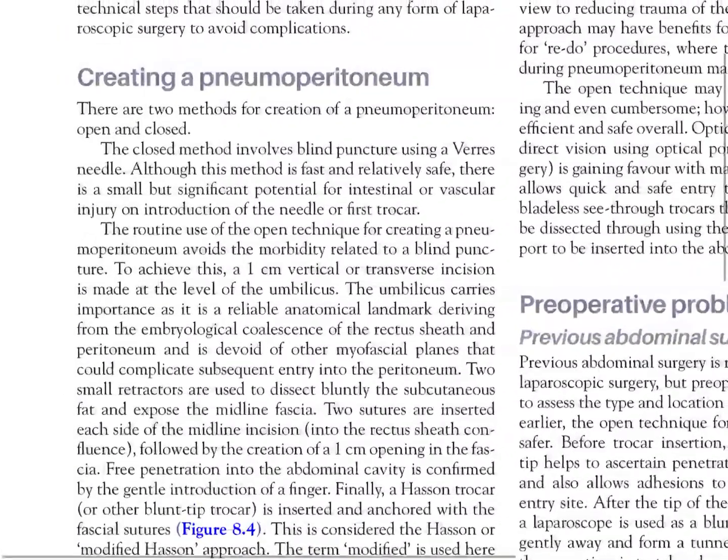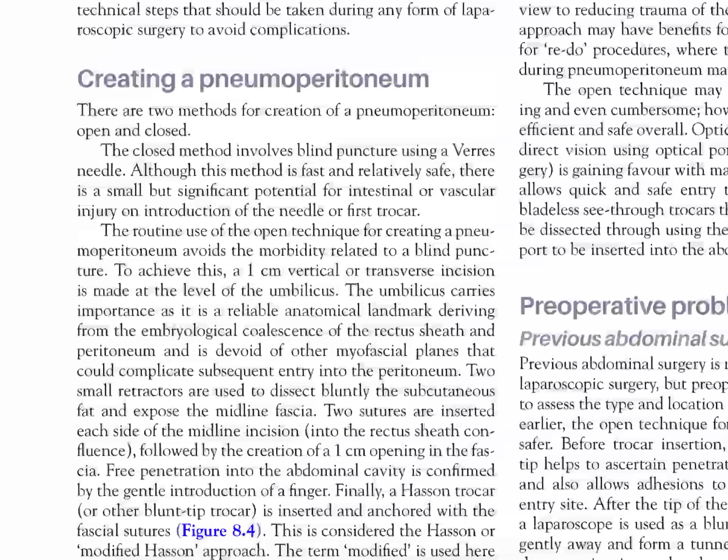Creating a pneumoperitoneum. There are two methods for creation of a pneumoperitoneum, open and closed. The closed method involves blind puncture using a Veress needle. Although this method is fast and relatively safe, there is a small but significant potential for intestinal or vascular injury on introduction of the needle or first trocar.